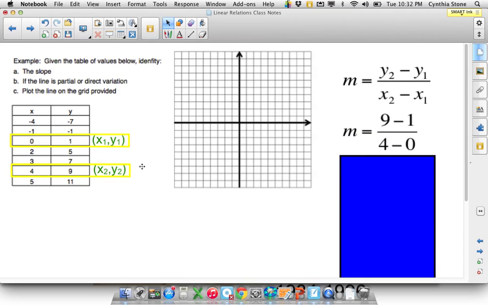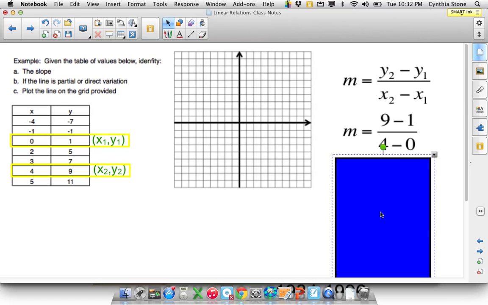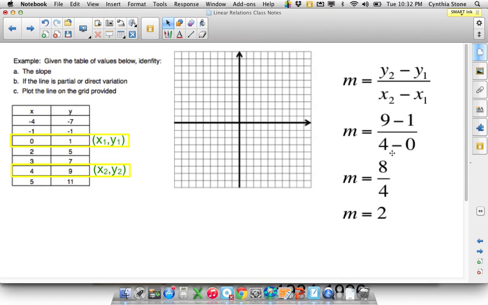So y2 is 9, y1 is 1, x2 is 4, and x1 is 0. And 9 minus 1 is 8, right? So it's 8 over 4, which ends up to be a slope of 2. Okay? 8 divided by 4 is 2.